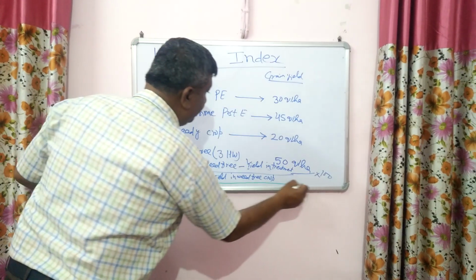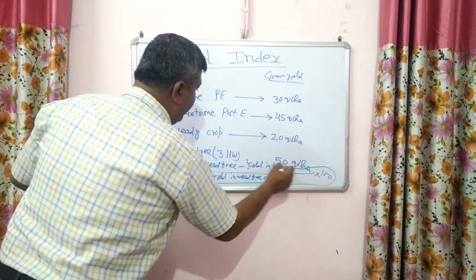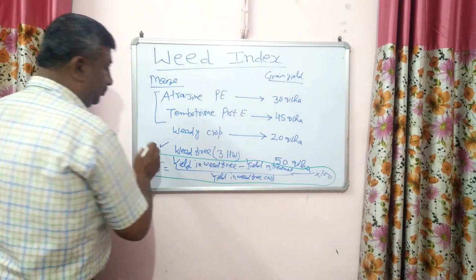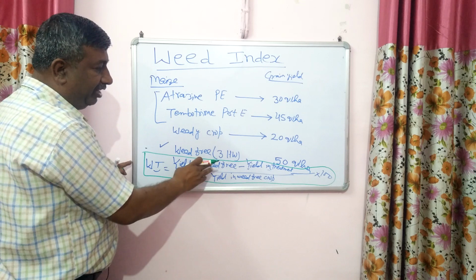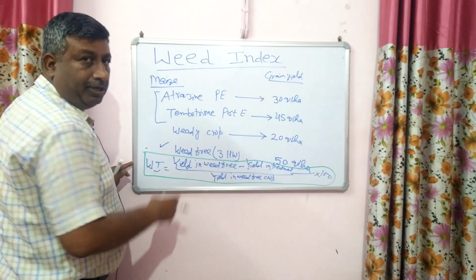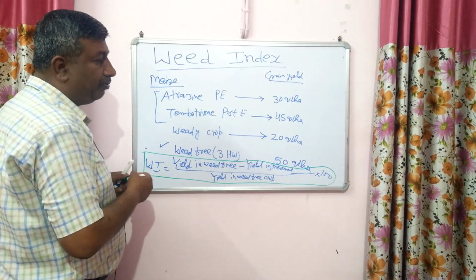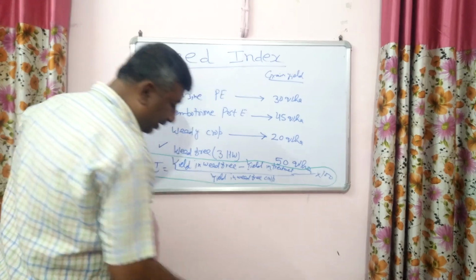It is compared with the weed free. So yield in weed free situation or weed free crop minus yield in treatment or treated plot, divided by yield in weed free crop, and the whole is multiplied by 100.